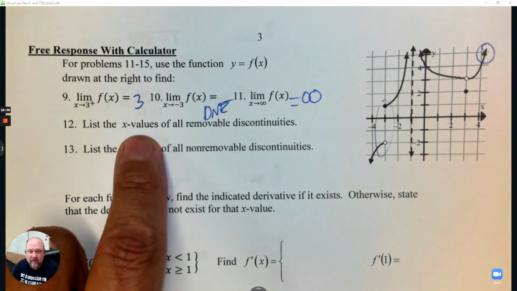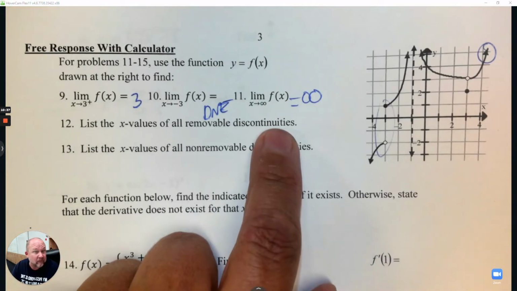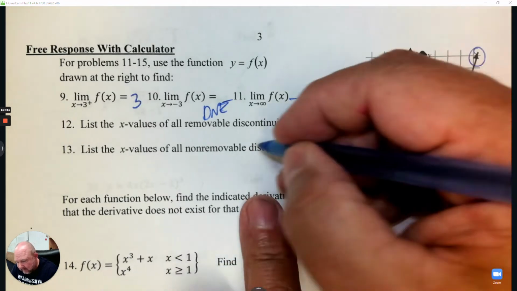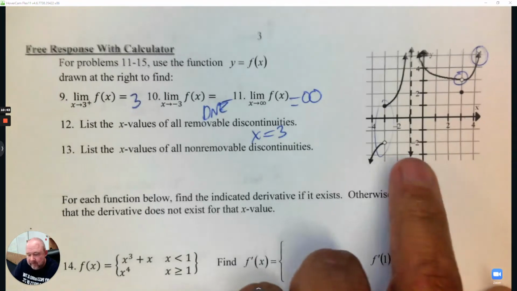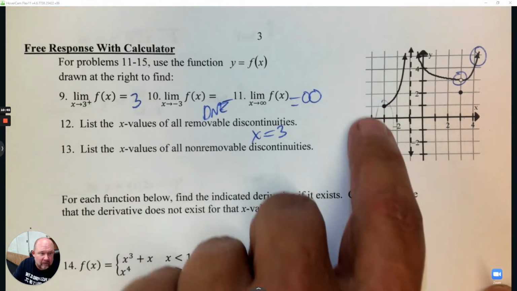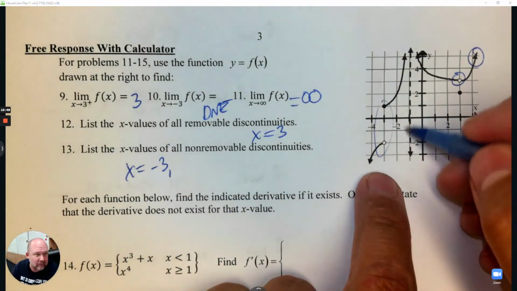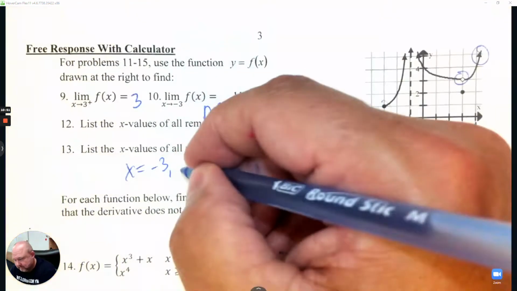List the x values of removable discontinuity. That's where the limit exists. So right here, the limit exists, which is at 3. And then the non-removable, the jump, which is at -3. And the asymptote, which is at -1.